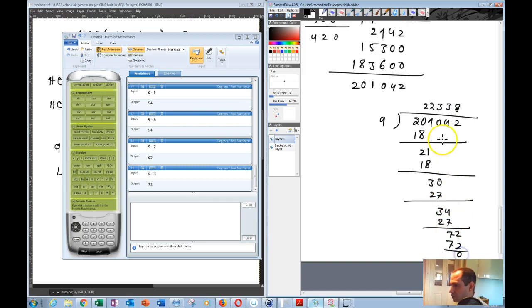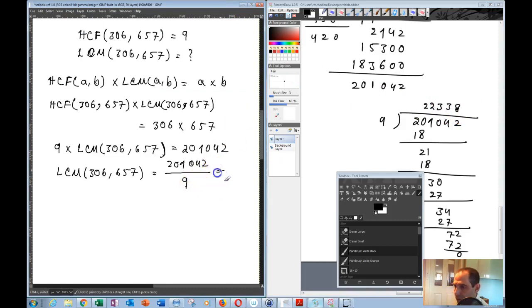72 and 0, so your number is 22338. So that's 22338, the LCM of the two numbers. Okay, so that's that. Let me take a look at this number 4. Number 4, 22338. Okay. And we have a couple more examples here.